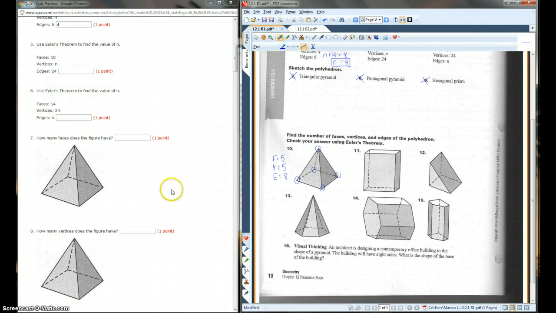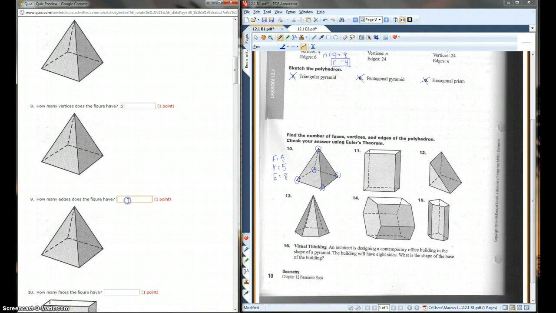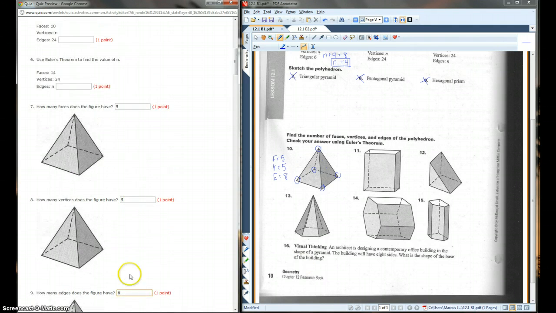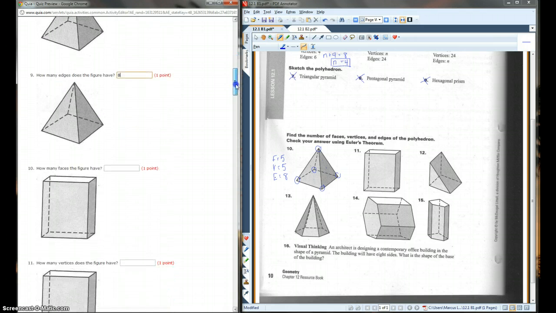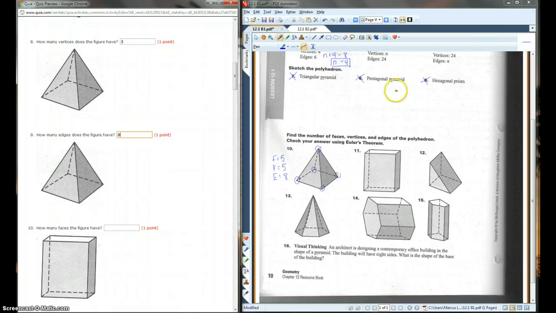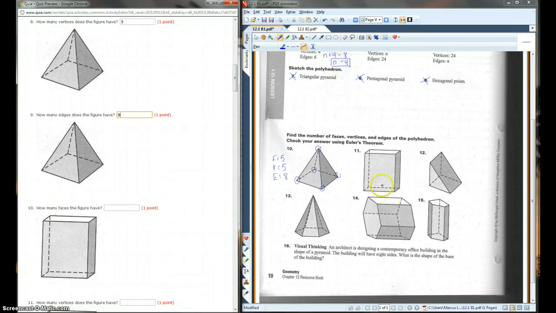Now, over here, how many faces does the figure have? 5. How many vertices? 5. How many edges? 8. Notice that the numbers over here do not line up with the numbers over here, because over here I had you guys skip a few, and over here you can only have one answer per problem. That's the reason. I imagine most of you aren't going to have this problem because you will either have this worksheet or you'll be working online. You probably won't have both. Alright, so that's how you do this section. I'll let you guys figure out the rest.